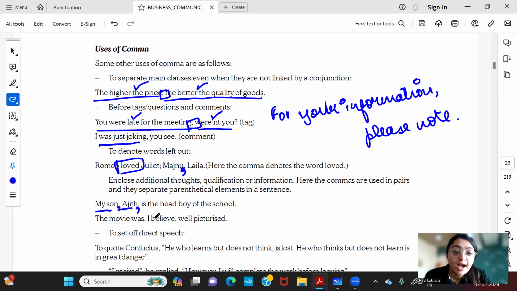The movie was, I believe, well picturized. This sentence could have been the movie was well picturized, but you want to emphasize that this is your belief. This is as per your belief that the movie was well picturized.